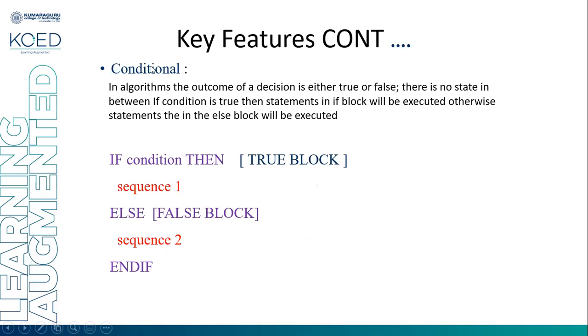Next one is conditional. If the outcome of a decision in an algorithm is either true or false, it is known as a condition. There is no state in between. We only have true or false. If the condition is true, then the statement in the if block will get executed. Otherwise, the statement in the else block will get executed.